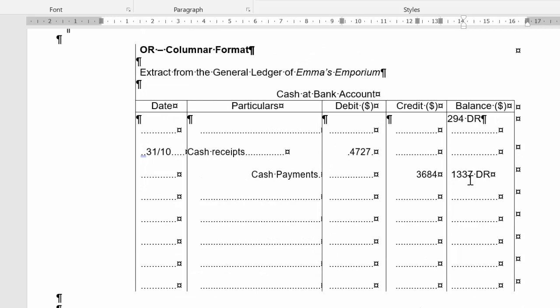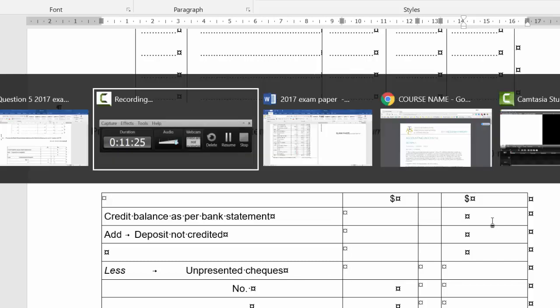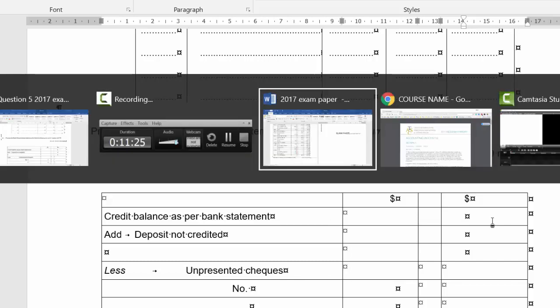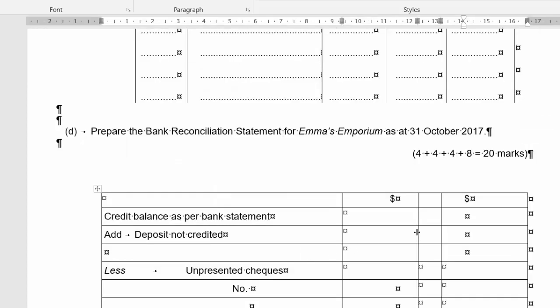Now I'm going to do the bank reconciliation statement. So I've got to find in my bank statement the final balance here, which is 1918 credit. So let's put that in. 1918 credit. Deposits not yet credited. There were none. So the subtotal here is still 1918.